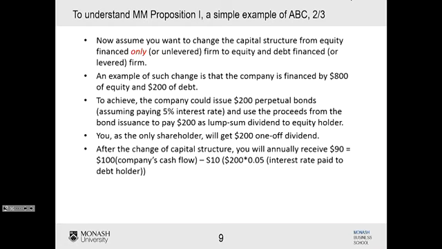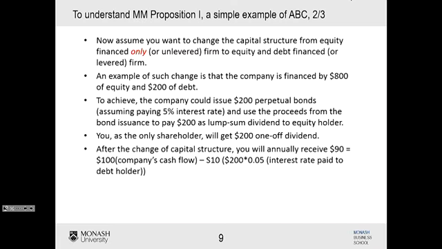We can take any example, but let's say an easy example is such a change: the company right now is not financed by $1,000 of equity. Instead, the firm right now is financed by $800 of equity plus $200 of debt. So in total, they're still financed by $1,000. To achieve that goal, the company could issue $200 of perpetual bonds.